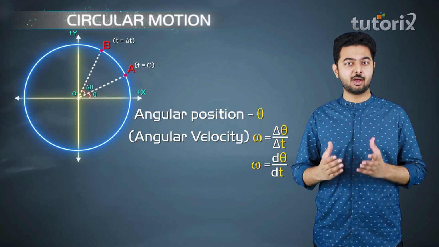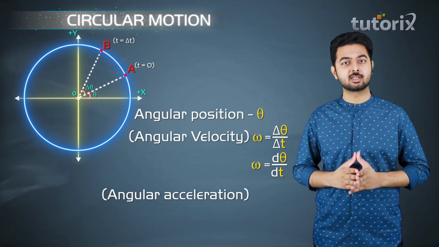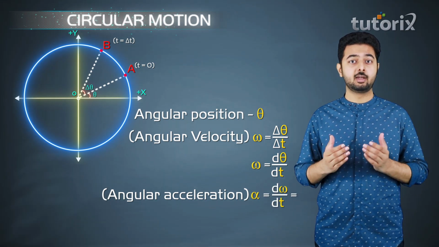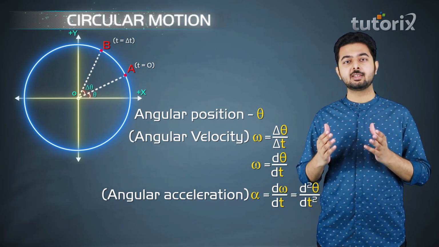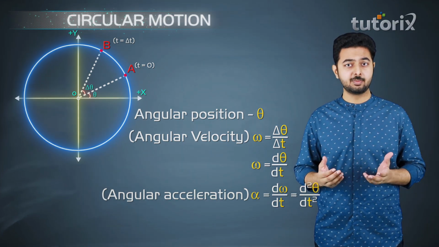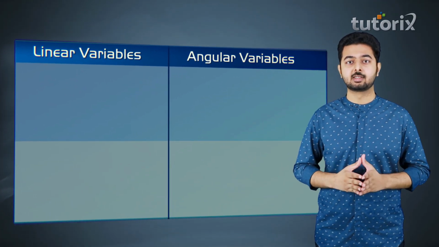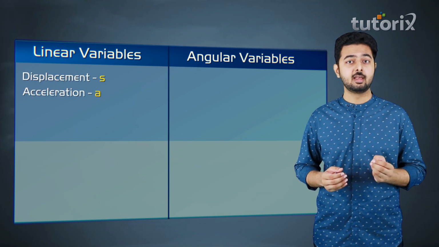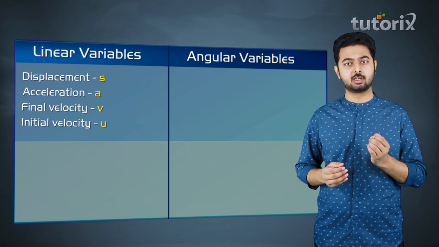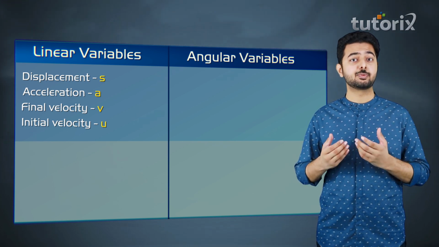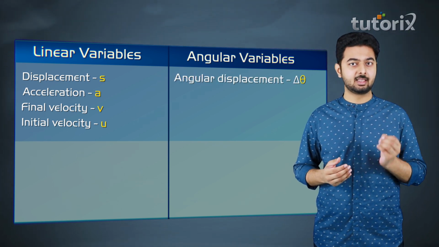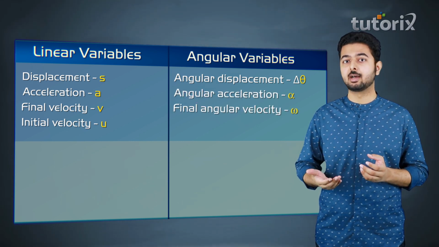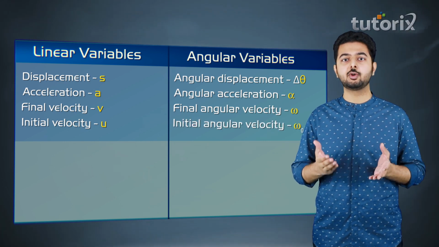Just like angular velocity, we can also define angular acceleration. We denote it by alpha. So alpha is equal to d omega by dt or d2 theta by dt2. You can see that there are a lot of similarities between linear variables and the angular variables. On one side, we have linear variables like displacement s, acceleration a, final velocity v, and initial velocity u. On the other side, we have the angular displacement delta theta, angular acceleration alpha, final angular velocity, which we can denote by omega, and initial angular velocity, which we can denote by omega naught.